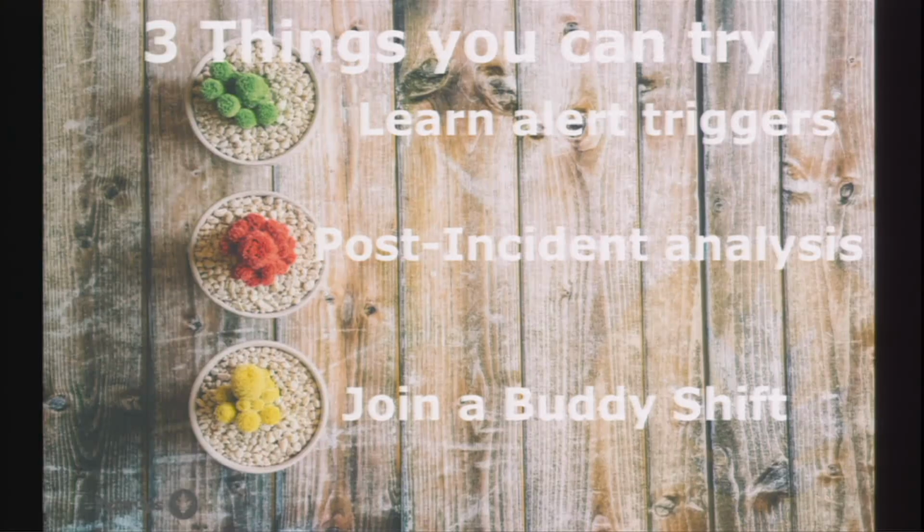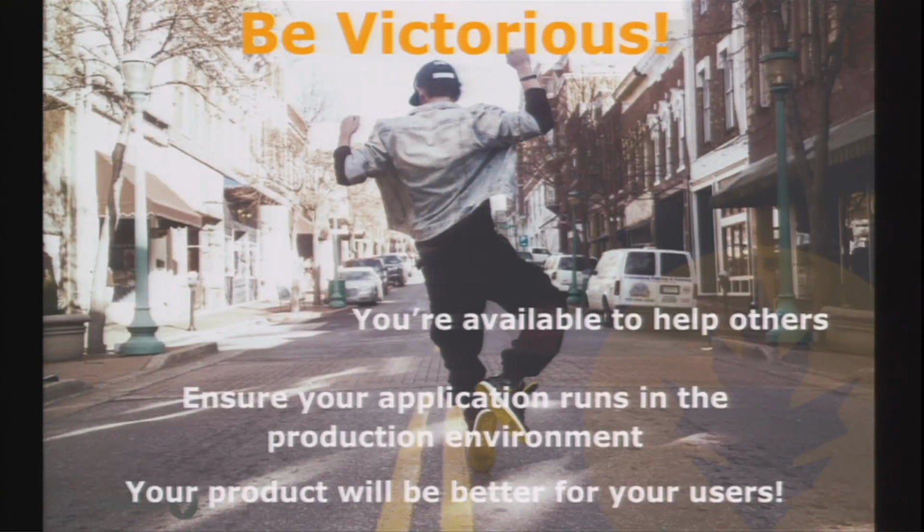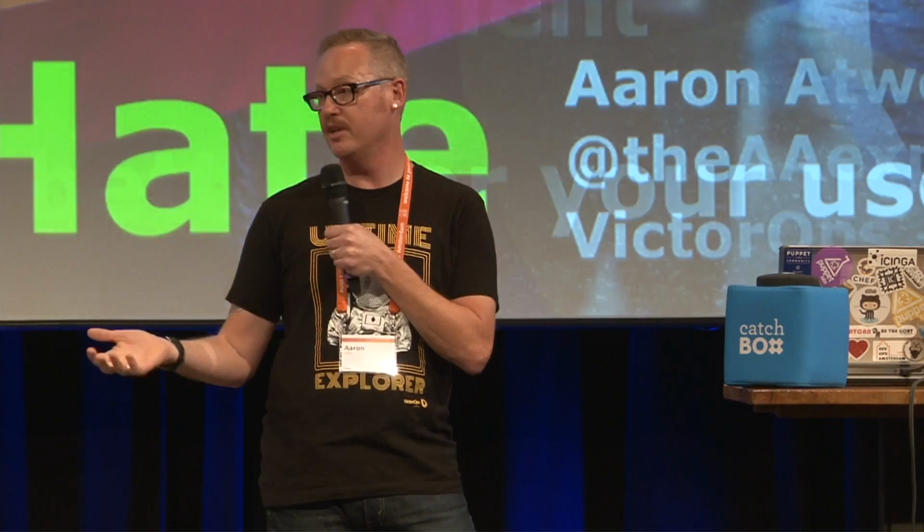So what are a couple of things that you might do as you consider this? One thing: learn your alert triggers. What's triggering alerts in your environment? Participate in a post-incident analysis. Join a group that's talking about what happened, and then find a buddy that you can join up with so you're not sitting alone doing this. I encourage everybody to be victorious with this. Give it a shot. You're going to be able to help other people in your organization. You're going to ensure that your application is running in the production environment. And your end users, the people that really use your stuff, are probably going to have a better experience.